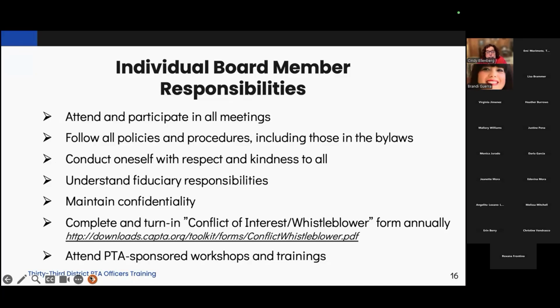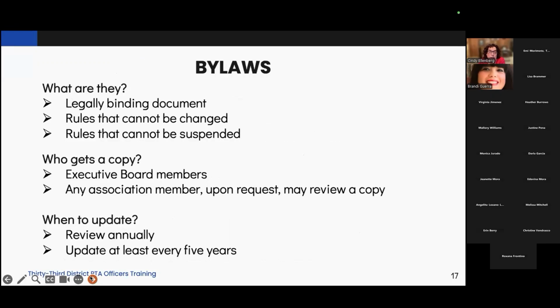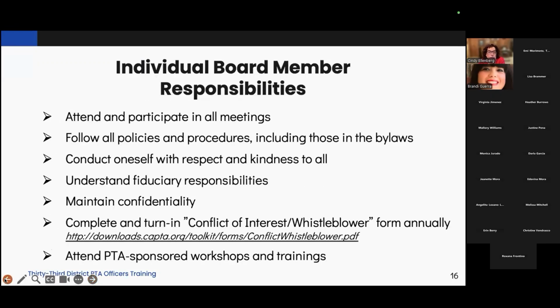And in it, it lists any contacts you have, whether it be personal employment or somebody close to you, of what companies might do business with PTA. In addition, as we said, attend PTA sponsored workshops and trainings. And the first step, you have all participated this week, and we applaud you for giving of your time to do that. Before we go on to bylaws, are there any questions of your responsibilities?